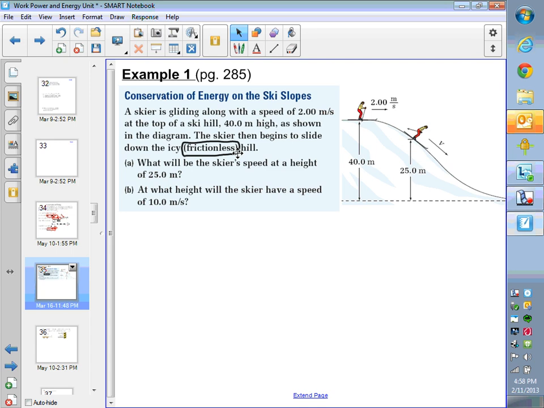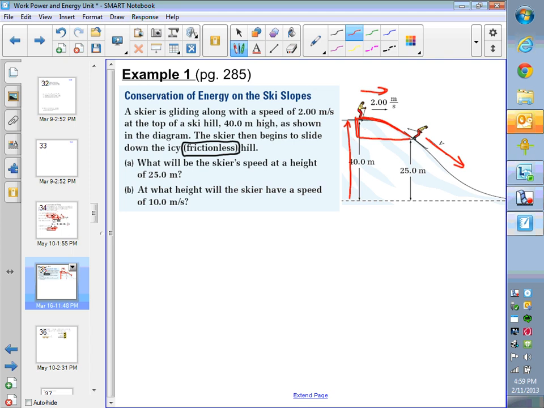So we have a skier. They're gliding along with a speed of 2 meters per second initially when they are 40 meters above the ground. And they're going to begin to slide down this icy hill. So as they're moving down this hill, their height is decreasing. They're going from 40 meters down to 25 meters. So they are losing gravitational potential energy. Their gravitational energy is being lost, but it's being converted, really, changed to kinetic energy. Their velocity is increasing. So as they lose one energy, they gain the other, and the velocity increases more and more as they go.